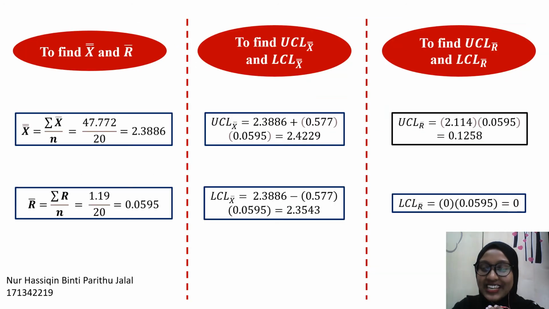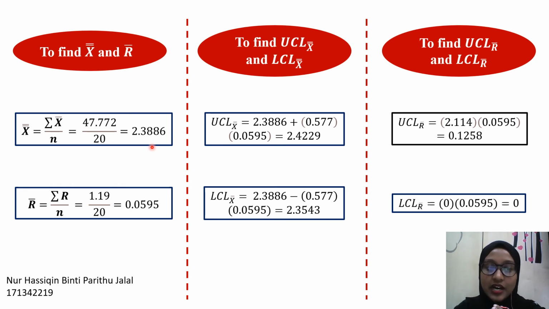After we collect all the data and calculate the average values, we need to find the X double bar value and R bar. First, we follow this formula to find X double bar, which equals x bar divided by the number of samples, which is 47.772 divided by 20. This is our group value because we already calculated it before. So the value obtained is 2.3886.